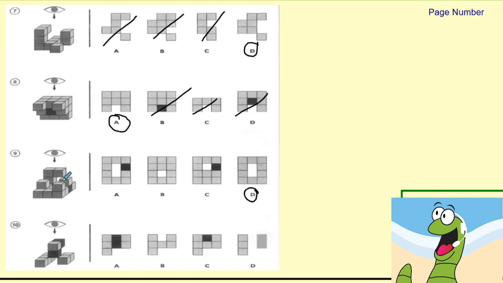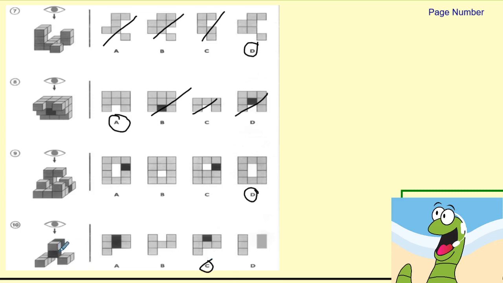Okay, that's a hard one because we've got the gap in the middle here, and if you notice just a little bit, there's that gap there which you can just about see. And 10 is C.